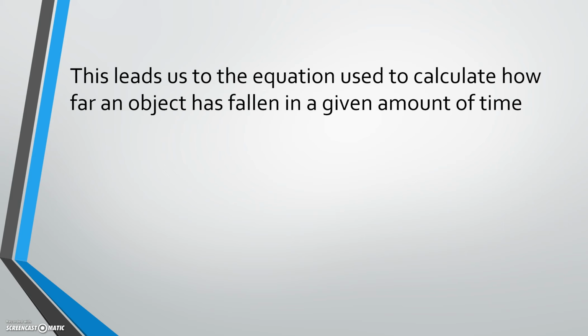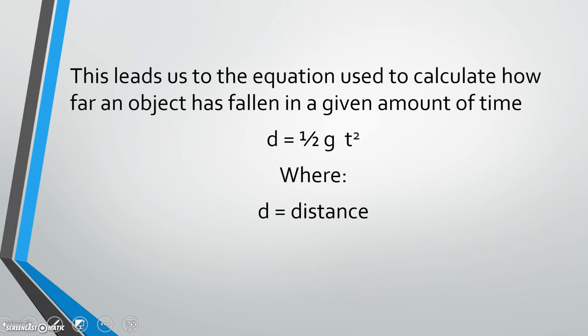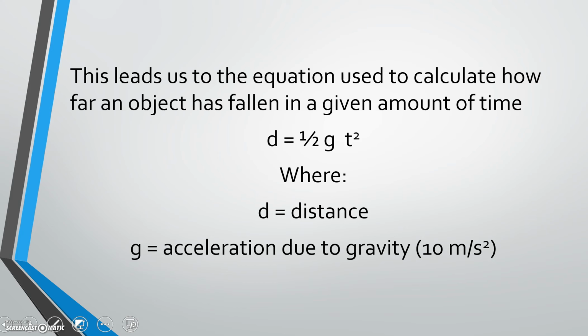This leads us to the equation used to calculate how far an object has fallen in a given amount of time. Our equation is d equals 1/2 gt squared, where d equals our distance, in meters typically. g is our acceleration due to gravity, which again is a constant on Earth. We're going to consider it to be 10 meters per second squared. And t stands for the time.